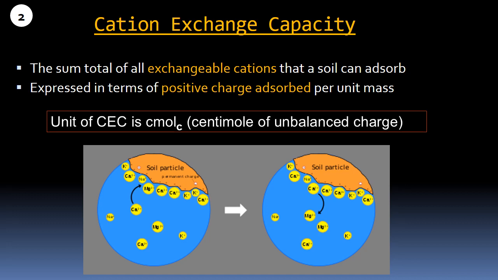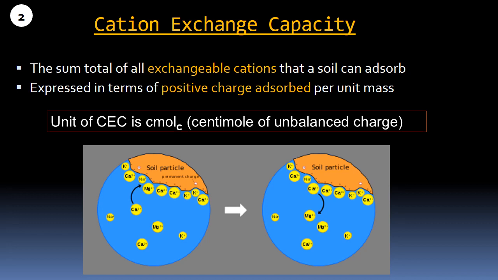So some of these cations would be adsorbed to the soil, satisfying these negative charges, while others will be in excess, existing in the soil solution. What happens with the exchange is that some of the cations in the soil solution will kick out some of the cations that are adsorbed in the soil and replace them. And this process of kicking out cations from the adsorbed or exchangeable side is called the cation exchange capacity.